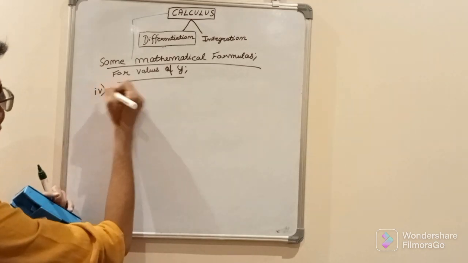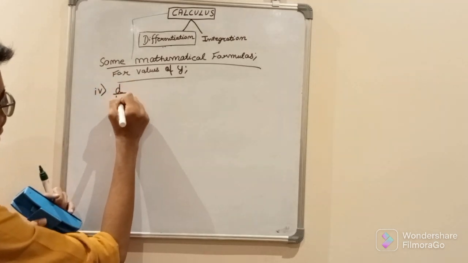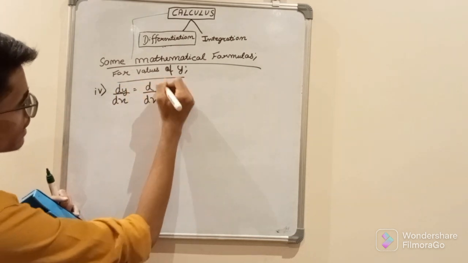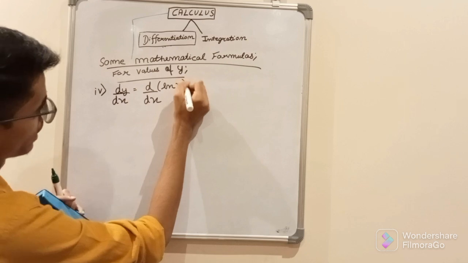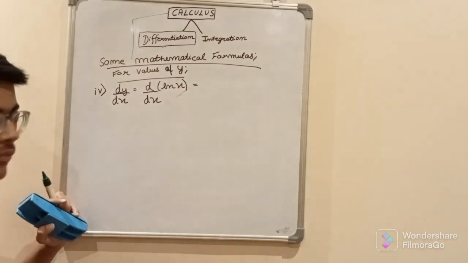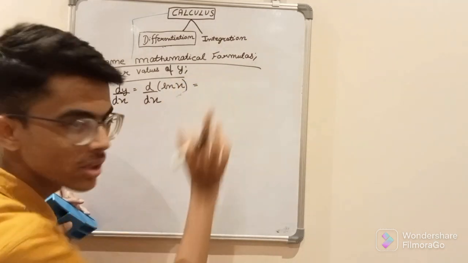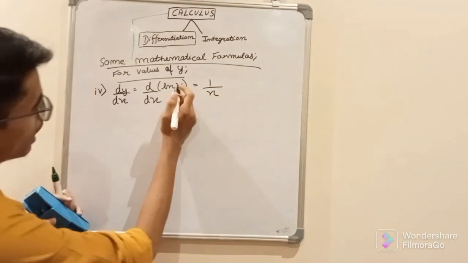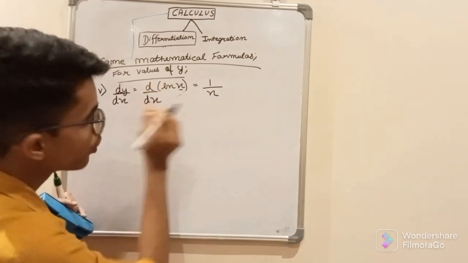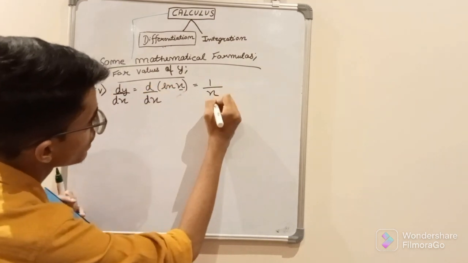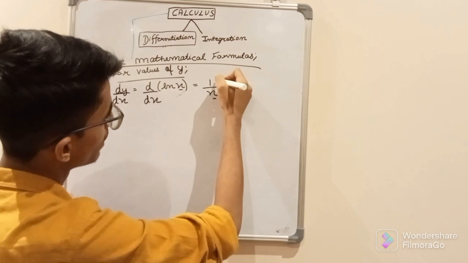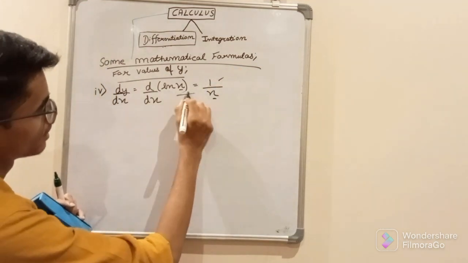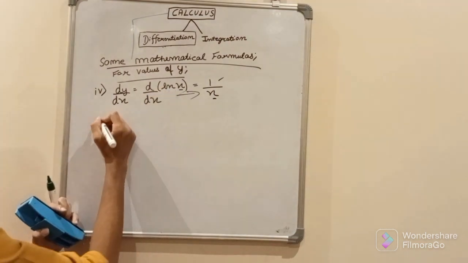Fourth one, d by dx of ln x. Again, there is no differentiation derivation, it's just a basic formula. That is 1 upon x. With ln, whichever variable there is, that is shifted to the denominator's place and the numerator's place is 1. It is divided by 1, and this is the differentiation of ln x.